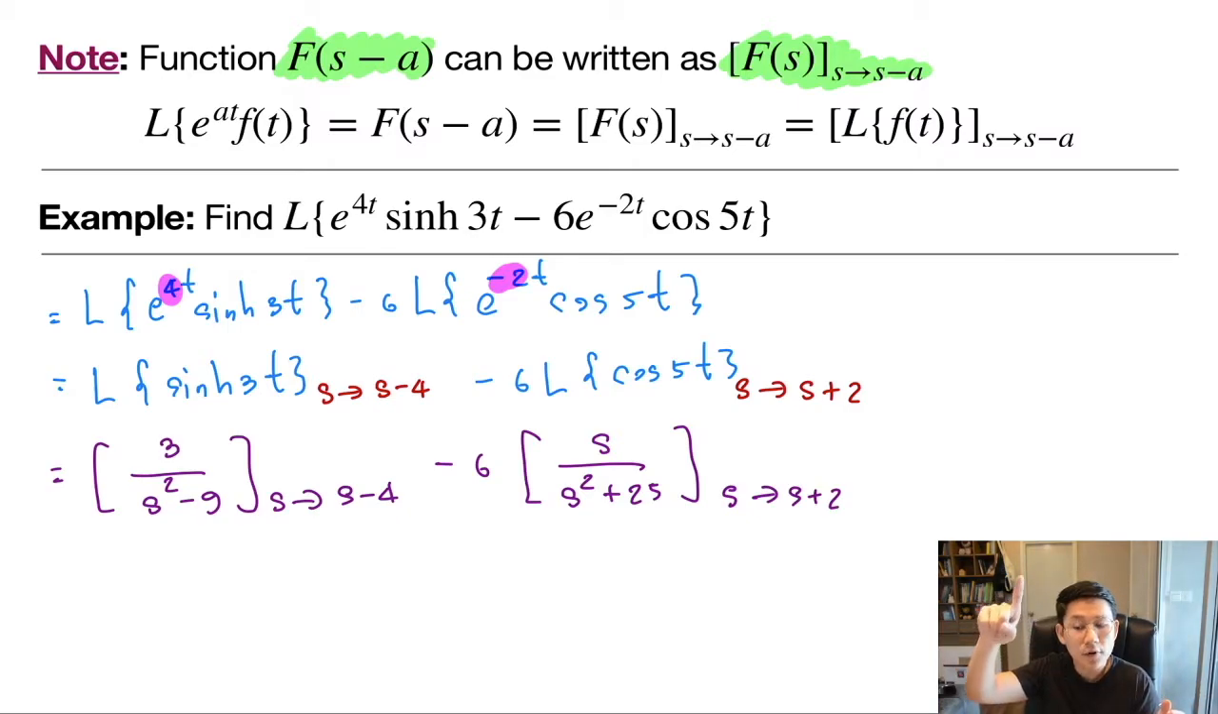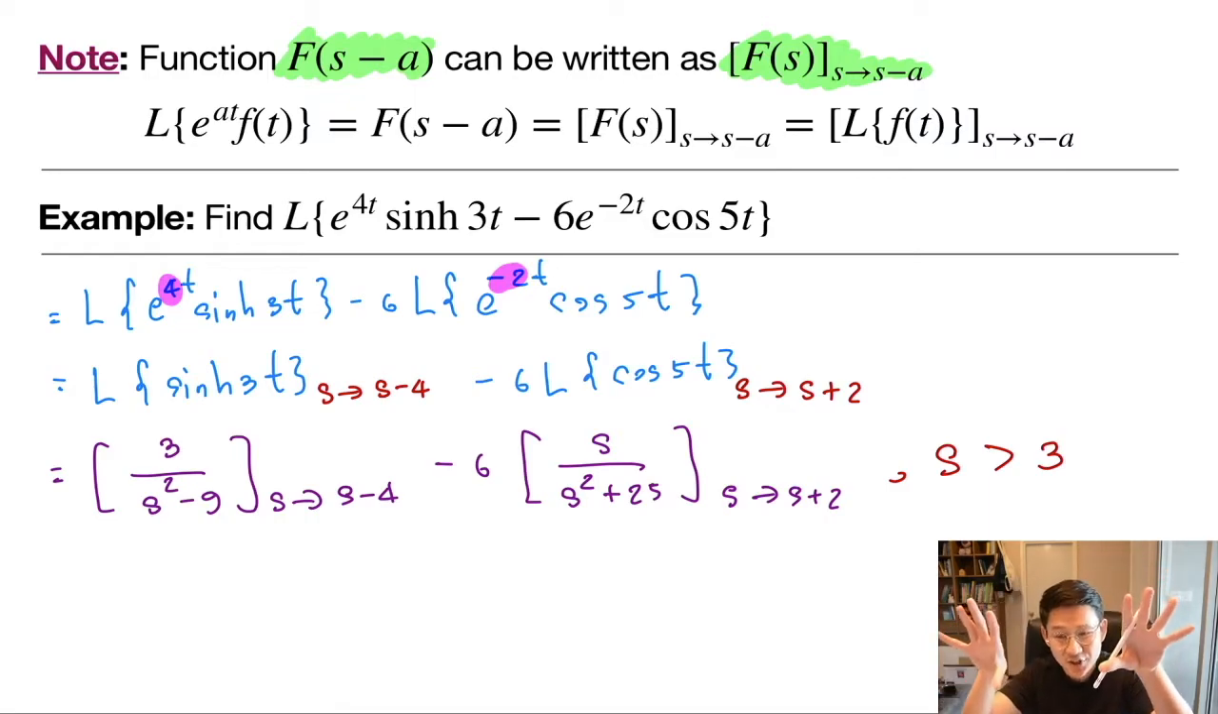The condition for the Laplace transform of sine is s is bigger than k. So the condition here would be s is bigger than 3, which is the Laplace transform of sine. So it's the intersection of both conditions. Okay, and after that, we just need to write them down.